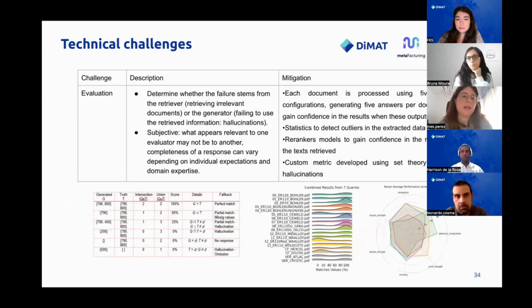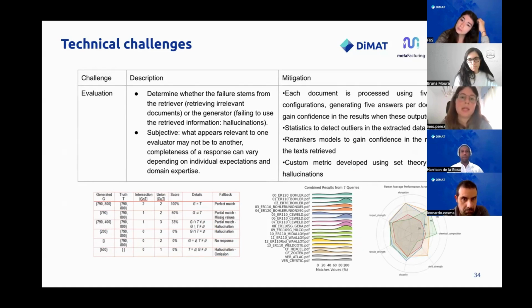And finally, in the next slide, another important challenge was the evaluation of all these results, because determining if an answer is good or not is subjective. What appears relevant to me may not be for you, and the completeness of a response can also vary depending on my expectations or my domain expertise. It is also difficult, if we have a wrong answer, to know if it is wrong because we are not retrieving the information needed to construct that answer, or because we have that information but are not using it correctly. So this is an active area of research in AI right now.